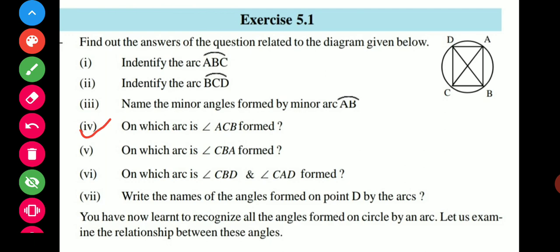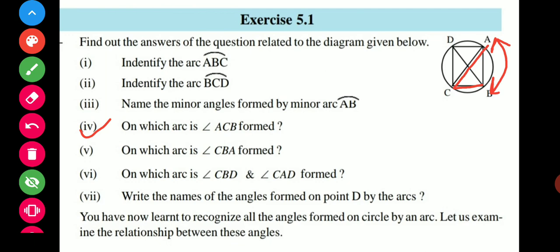Now question number 4. On which arc is angle ACB formed? Where is ACB? First of all, you can draw this ACB, this angle. On which arc? That is AB arc. It is on the AB arc. You can write.